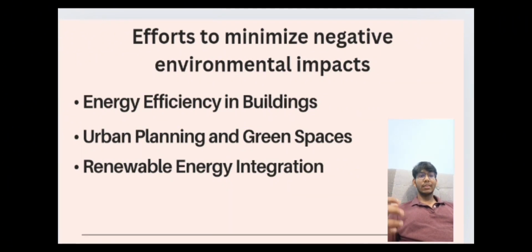Urban planning and green space, compact urban designs. Promoting high density mixed use developments reduces the need for extensive transportation networks and minimizes urban sprawl. This helps preserve natural landscape and reduces emissions from commuting.